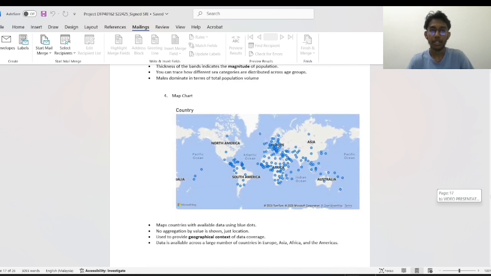So next, the last chart is the map chart. This map chart shows the countries available for data using blue dots. So you can see blue dots appear all over the map. No aggregation by value is shown, just location. It is used to provide geographical context of data coverage. And in this chart, data is available across a large number of countries in Europe, Asia, Africa, and America.